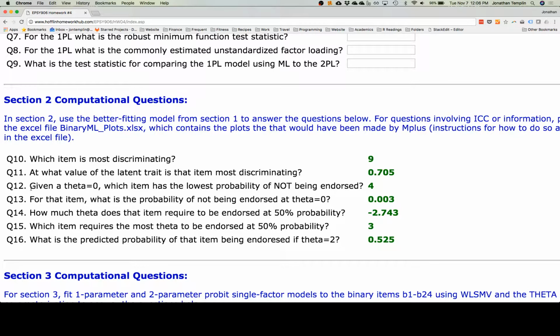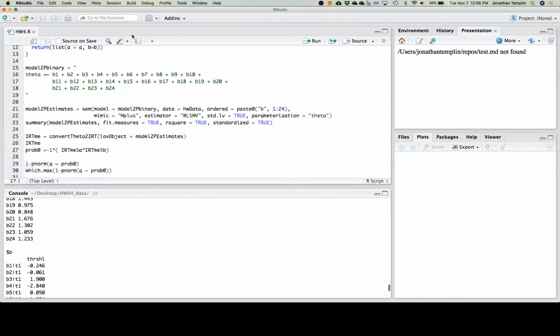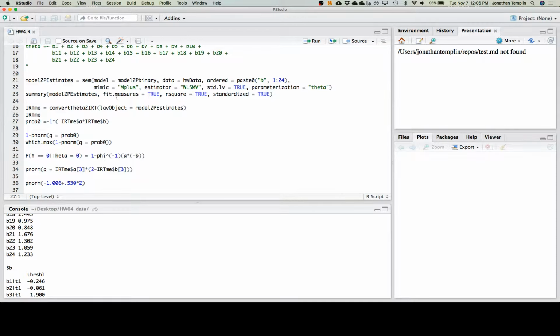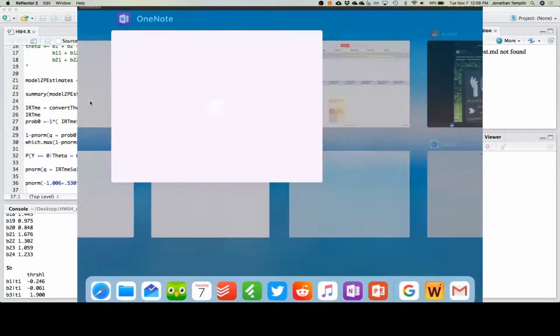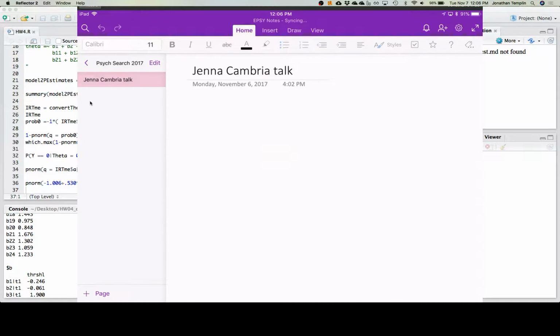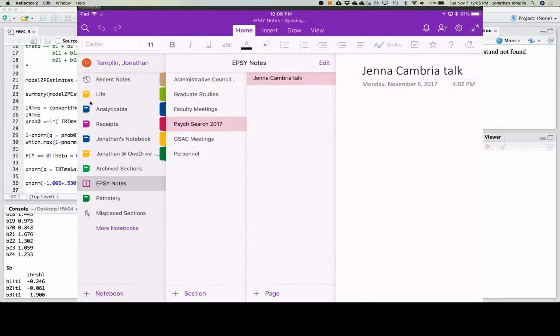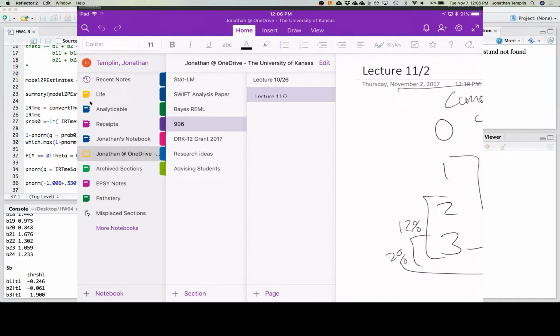Okay, so now item 12, it's the first one that starts giving us issues. At a given theta equals 0, which item has the lowest probability of not being endorsed? I hate the reverse-coded item. I should have taken it out and made it probability being endorsed, 1 minus. So let's talk a little bit about what this probability is. Actually, this is where I'll switch over to my notes real quick. Where is it? 906, there it is.